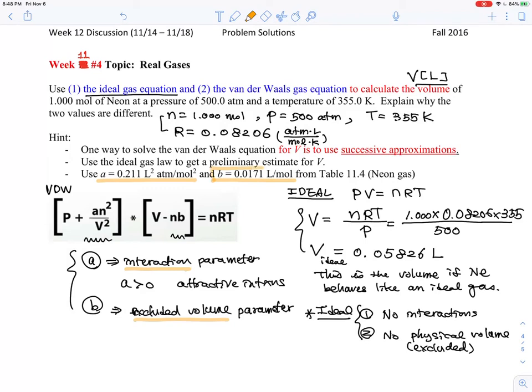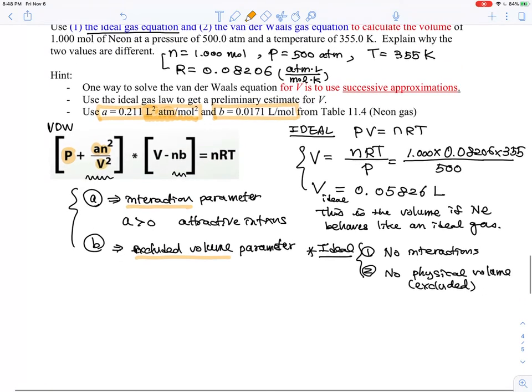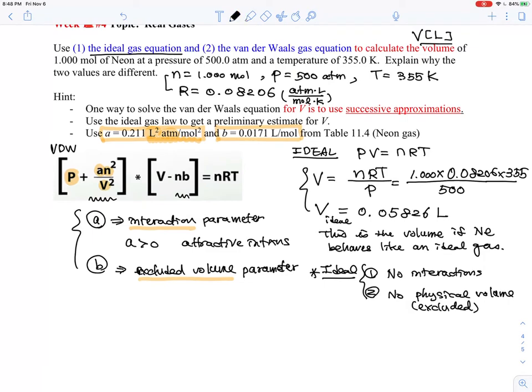Here they show A has this parameter, and B has this parameter. As you can see, B is a volume per mole, whereas A times n squared divided by volume has the same unit as a pressure, so it has this kind of funny unit that you can see over here. As long as you use the pressure in atm and the volume in liters, you will be all fine. So I already solved the first problem, the ideal gas equation. What's the volume? That's my answer.